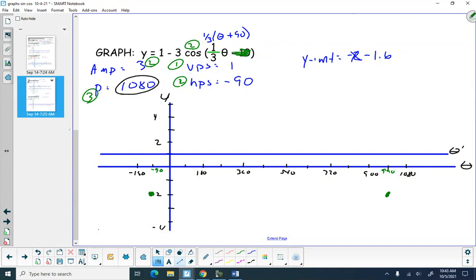Between any two valleys, we'll be at a peak. So we have to go to the peak. So that'd be what, 450? At 450, we're at a peak. The peak is from the prime axis, so we have to go up from the prime axis 3 positions. So at 450, we'll be at a peak, which is 1, 2, 3, up at 4.